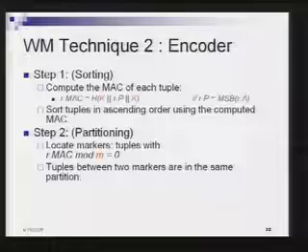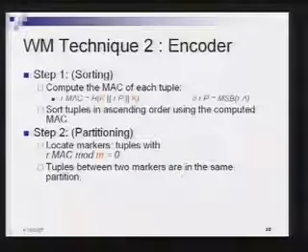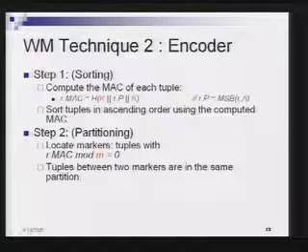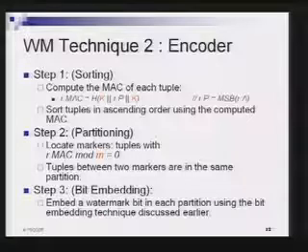So you have MAC, MAC, MAC, MAC. So what you do is you locate the MAC that results in a 0 when the modulo is taken. So r.mac equals 0 says that this is a marker. And the tuples between two markers are referred to as partitions. So tuples between two markers are in the same partition. So the first step, we sort. The second step, we partition based on the MAC. And the last step is bit embedding.